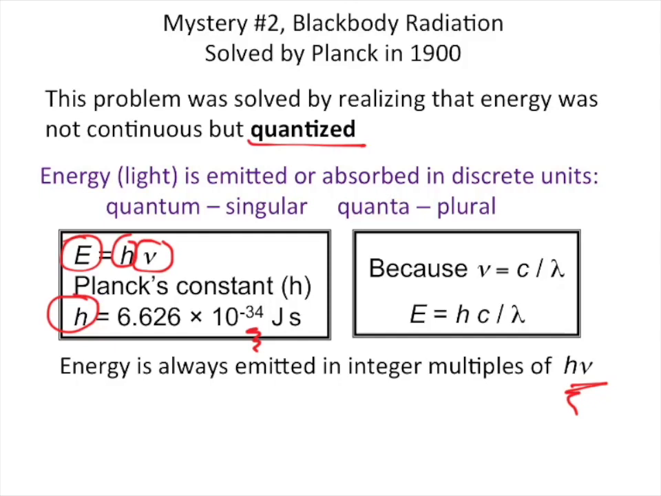So if you have something that's continuous, it means you can have 1, 1.1, 1.1111, 1.10. You can have any number you want, only limited by how many decimal places you want to put out there. That's a continuous spectrum or a continuous number. If you have something that's discrete or quantized, it means it can be 1, it can be 2, but it can't be anywhere in between. So that's what we mean by quantized.